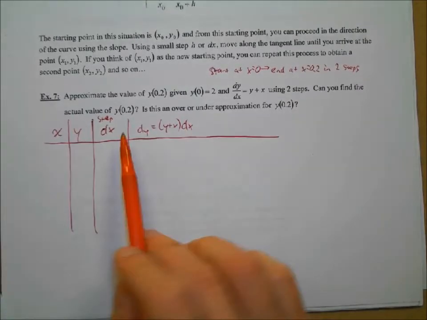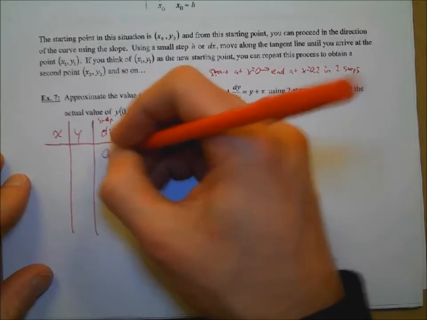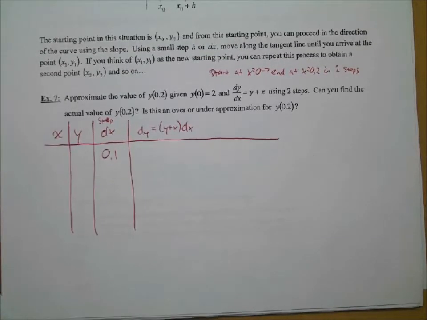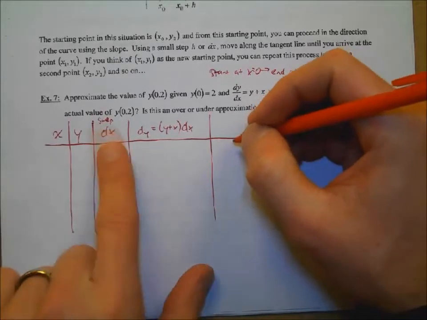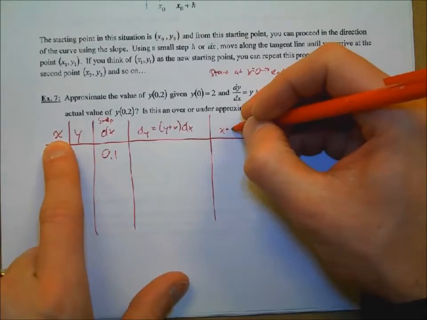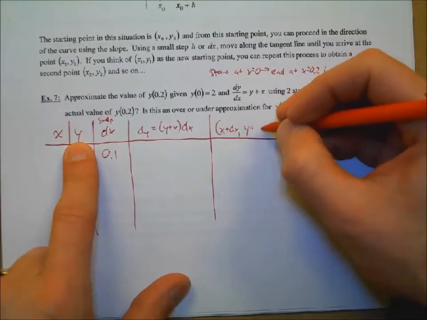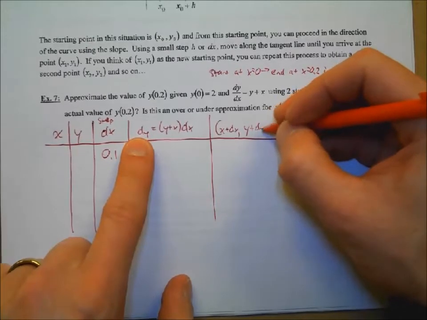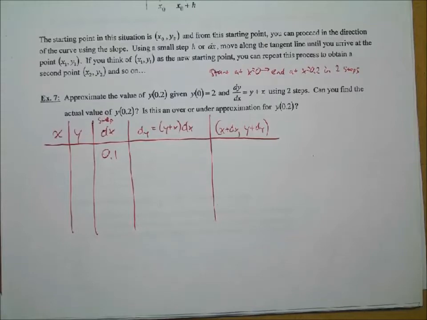So we have our little change in x. We already know what that's going to be. You guys already said it's 0.1. That's our step. We're going to move 0.1 each time. We're going to do 2 rows of this. Then we'll take the resulting change in x and add that to our original x coordinate, and then we'll take our original y and add the change in y based off of the differential equation. That's going to give us our new point.